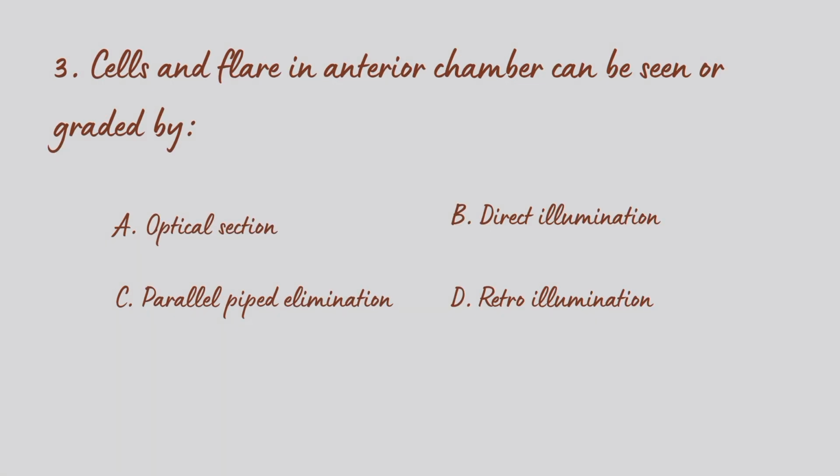Next question. Cells and flare in anterior chamber can be seen or graded by option A. Optical section. Option B. Direct illumination. Option C. Parallel piped illumination. And option D. Retroillumination. Correct option is option C. Parallel piped illumination.